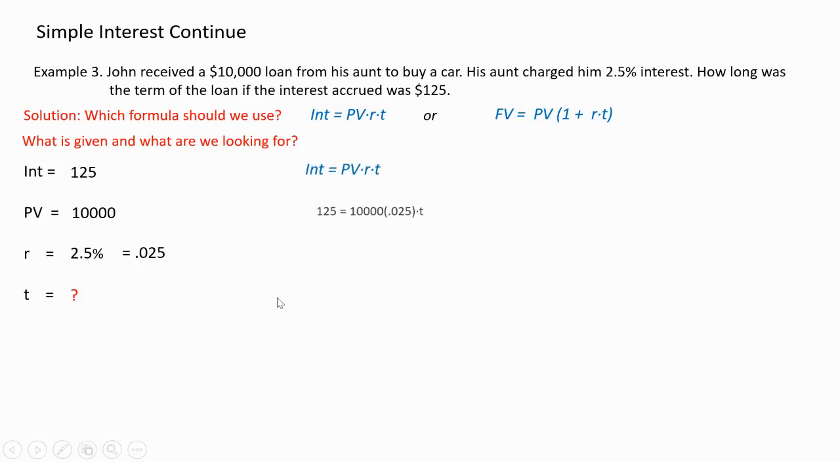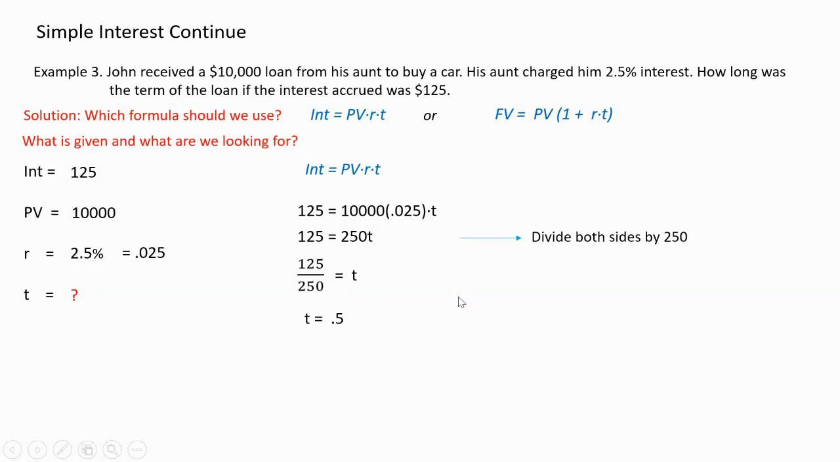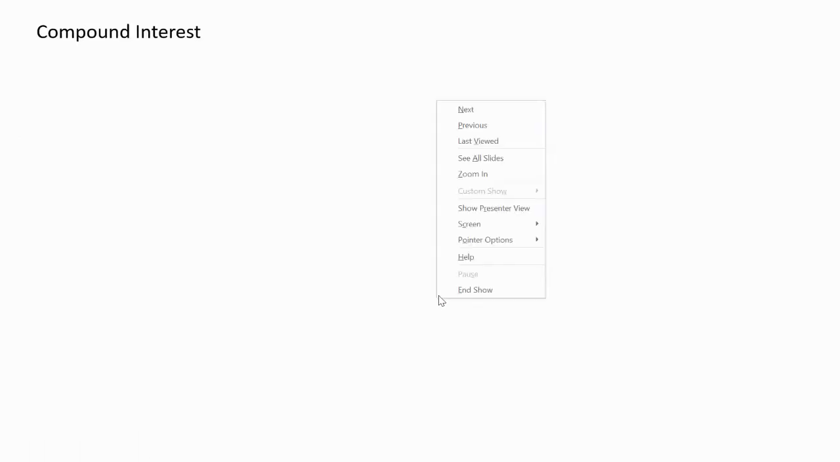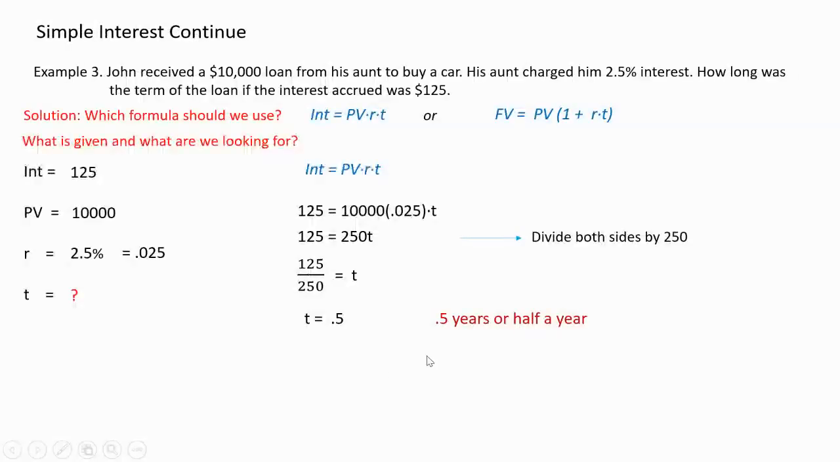Now all we do is plug into the calculator. We multiply 10,000 by 0.025, and it's going to give us 250. Then we divide both sides by 250, which will give us 0.5, which means it took us 0.5 years, or half a year. Let me go back. Again, it took us 0.5 years, which is half a year. So this is the answer that they're looking for.